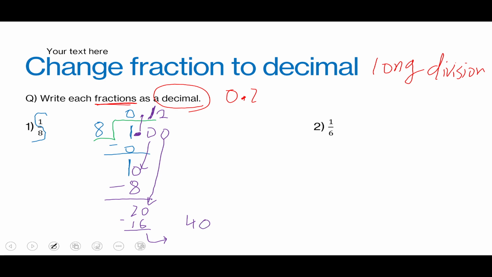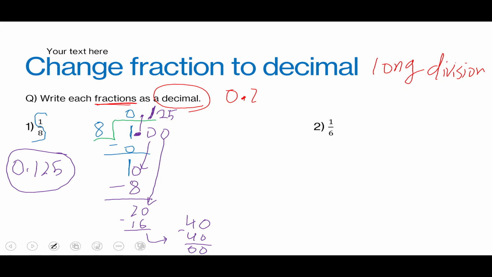It's going to be 40 in here. How many 8 in 40? 8 times what number is exactly 40? It's 5. 5 times 8 is 40. So 0, 0. So the answer is going to be 0.125, thousandths. Okay, this is the answer.